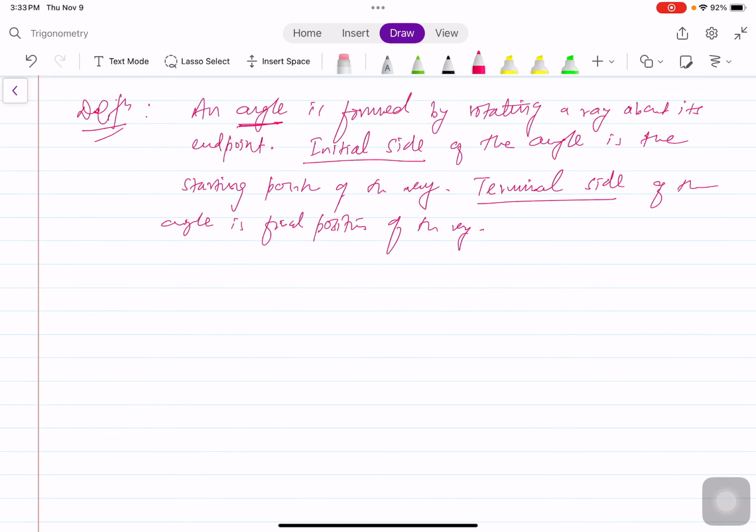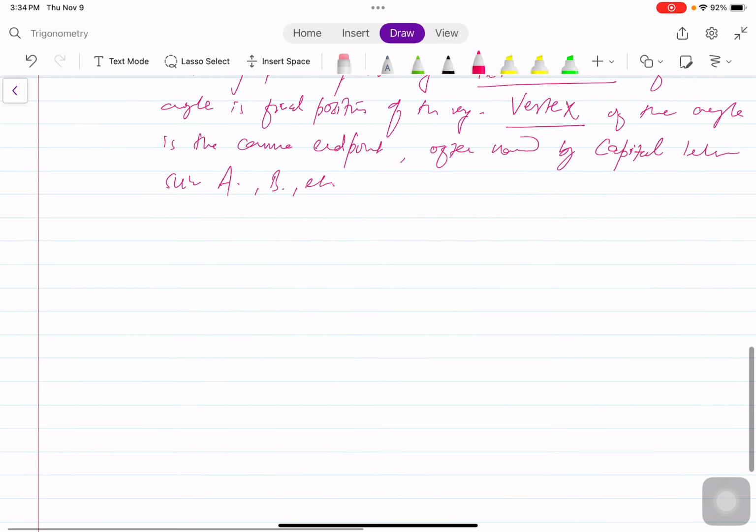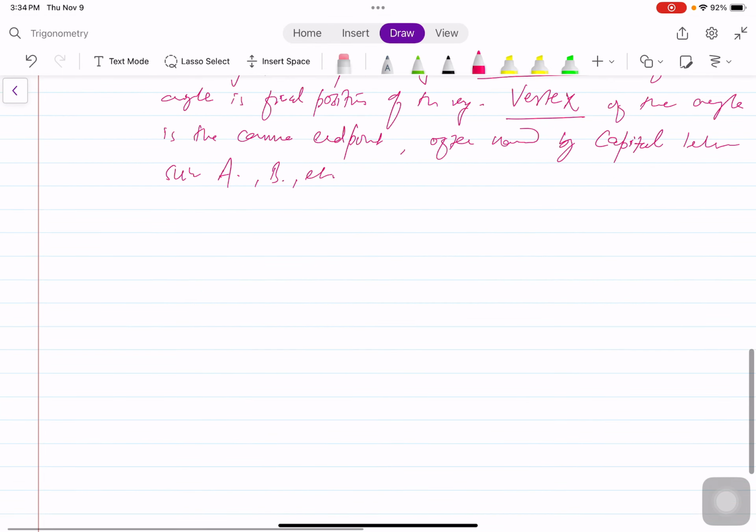And what is the vertex? The vertex of the angle is the common endpoint, often named by a capital letter or uppercase letters, such as A, B, etc. So what do these definitions mean figuratively?